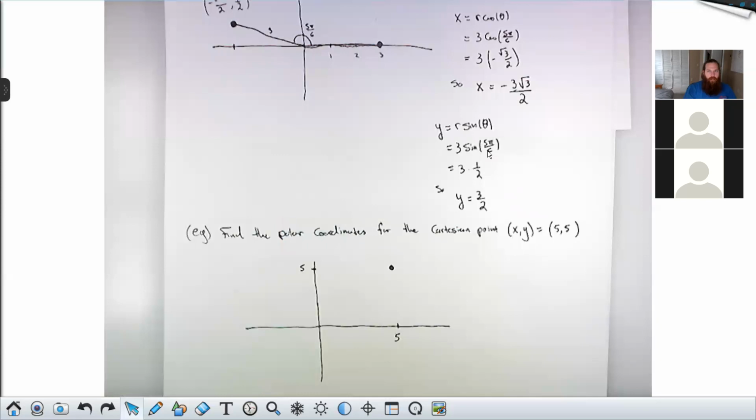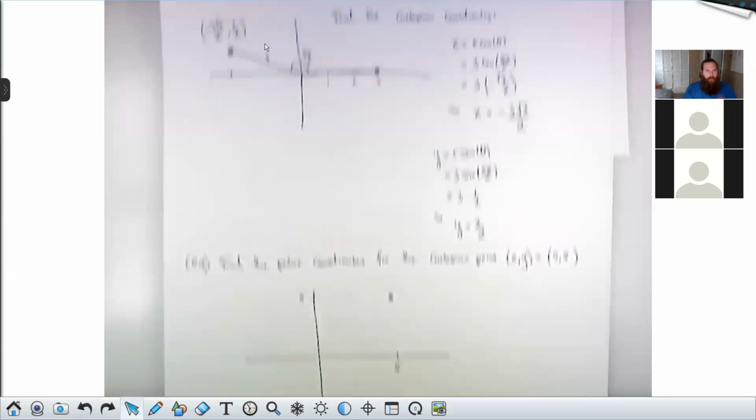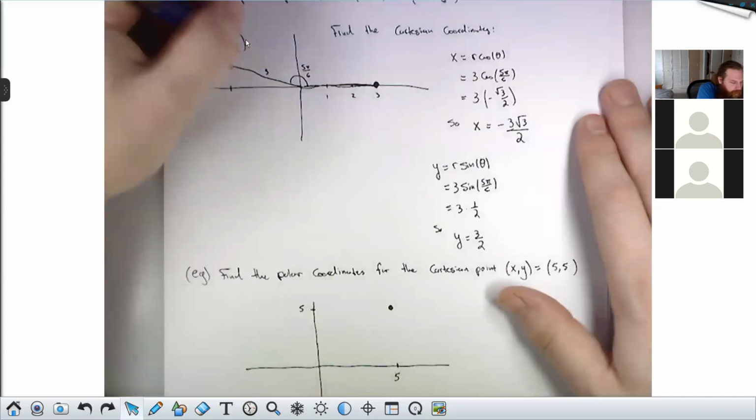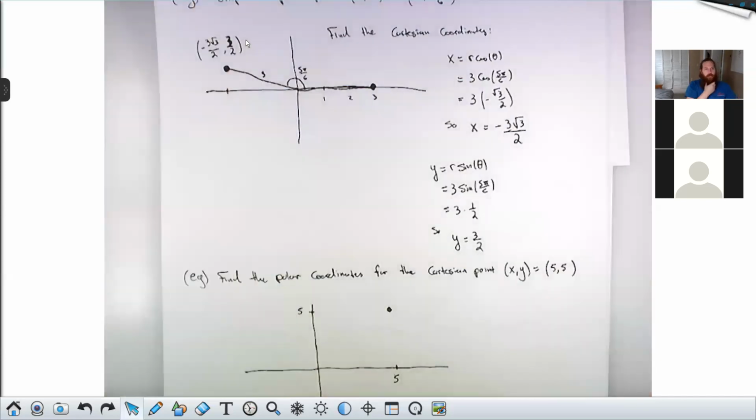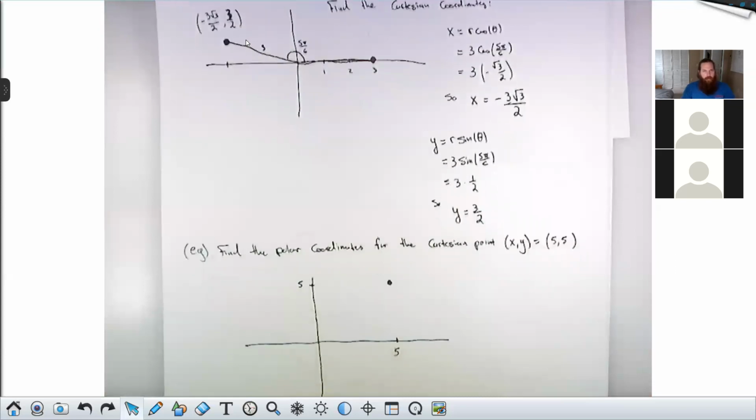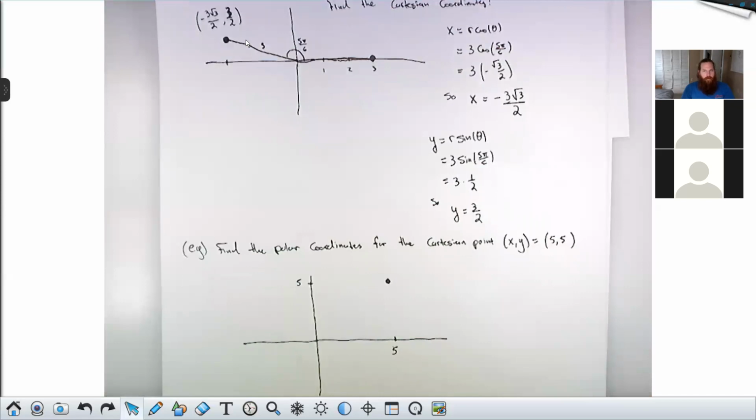Y equals r sine theta. So 5 pi over 6, sine of 5 pi over 6 is 3/2. Oh, did I write 1/2? I'm sorry. Yes, 3/2. Thank you. Yes, correct. Absolutely correct. Thank you for catching me.